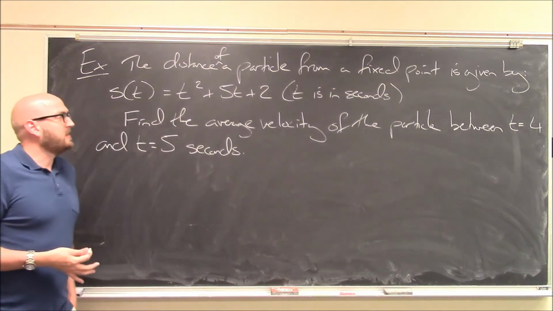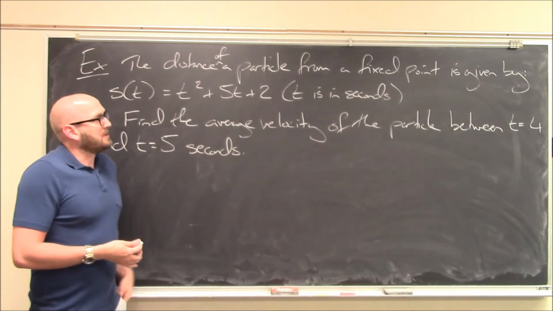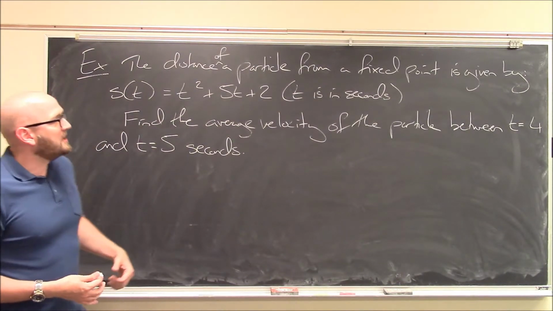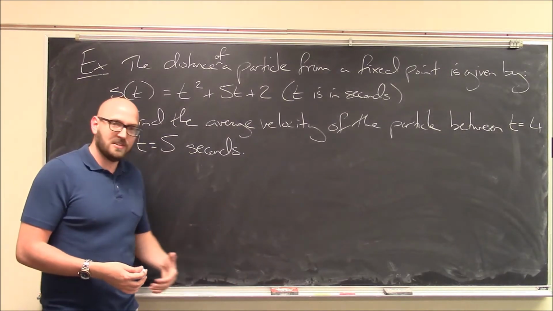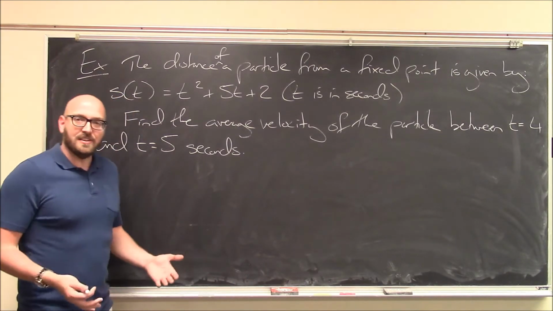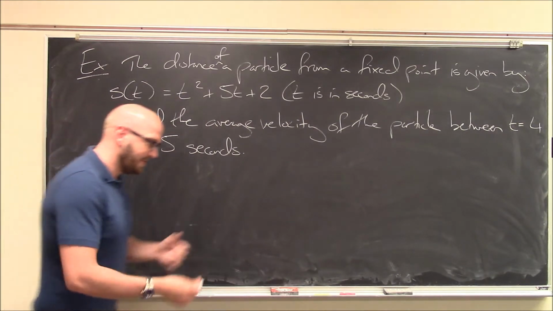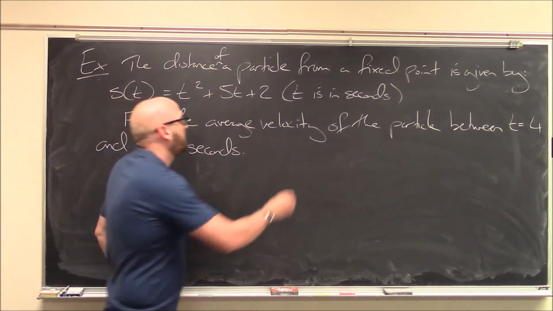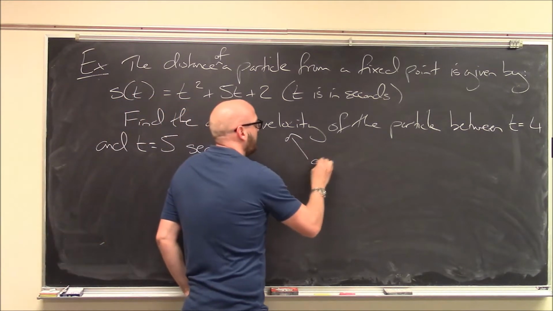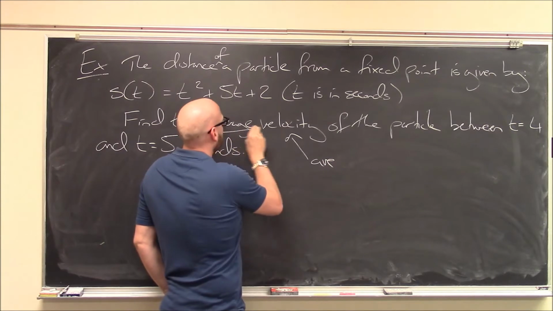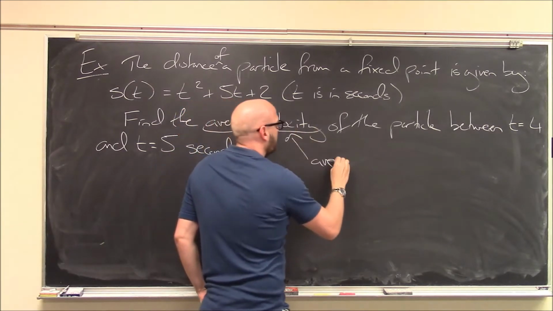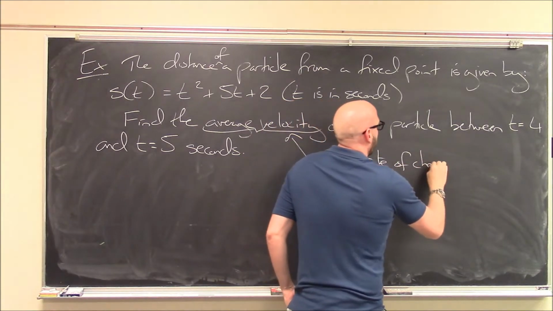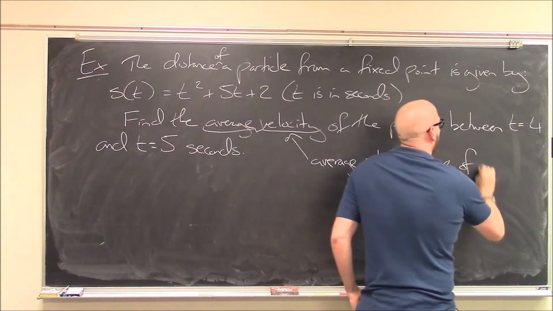So a bit of a physics interpretation here. We're talking about average rates of change, right? And what is rate of change of position? Well, rate of change of position is your velocity, right? Your velocity is how fast you're changing position. So average velocity, this is asking us for average, right? Average velocity. This is asking us to find the average rate of change of position.